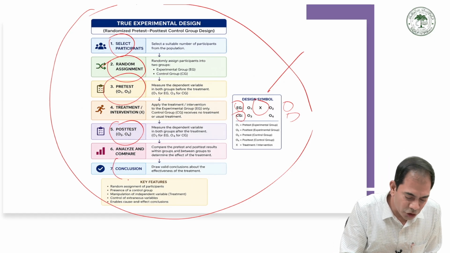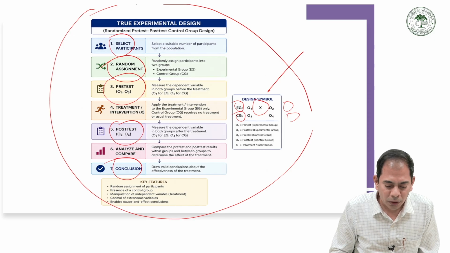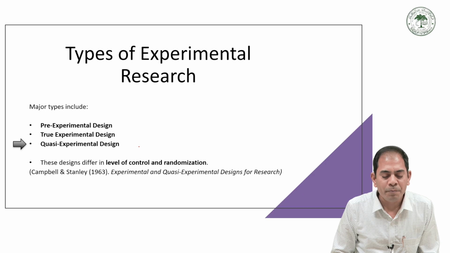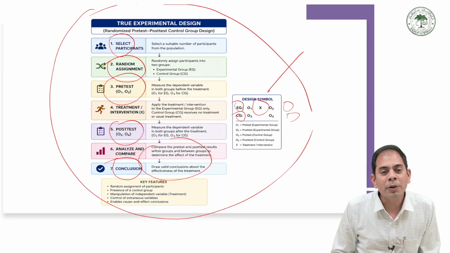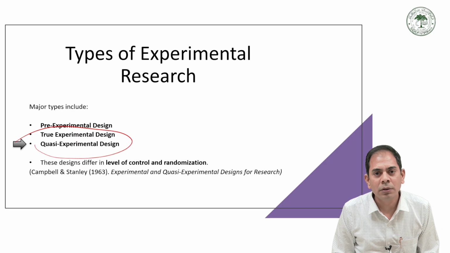And after that we reach a specific conclusion, draw a valid conclusion about the effectiveness of treatment. So this is the process of true experimental research design.